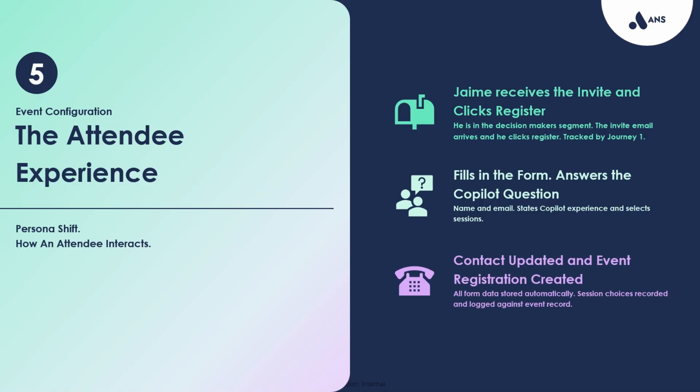So now we've seen everything that Sarah has built, and we're going to switch to the persona of Jamie. He's in the decision makers segment, the invite email has landed in his inbox, he's going to click register, and that link is going to be tracked by the journey we showed before. He's going to land on the form, fill in his details, answer the Copilot experience question, and then he's going to select his sessions and click submit. From Sarah's perspective, a contact record will appear in Dynamics of everything she needs once this occurs.